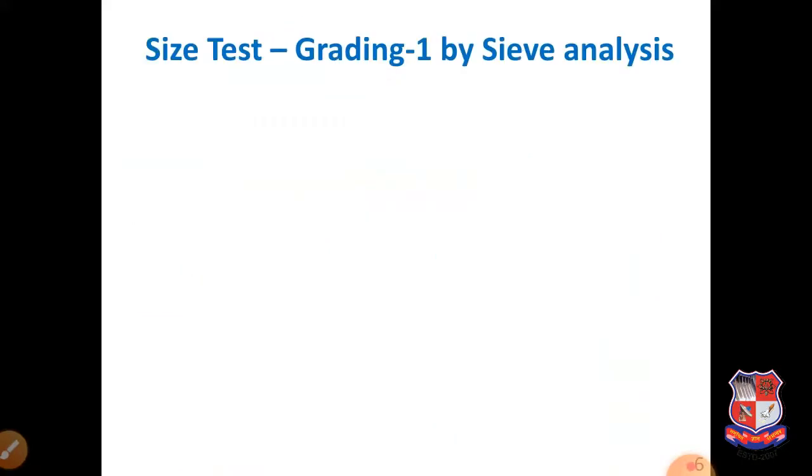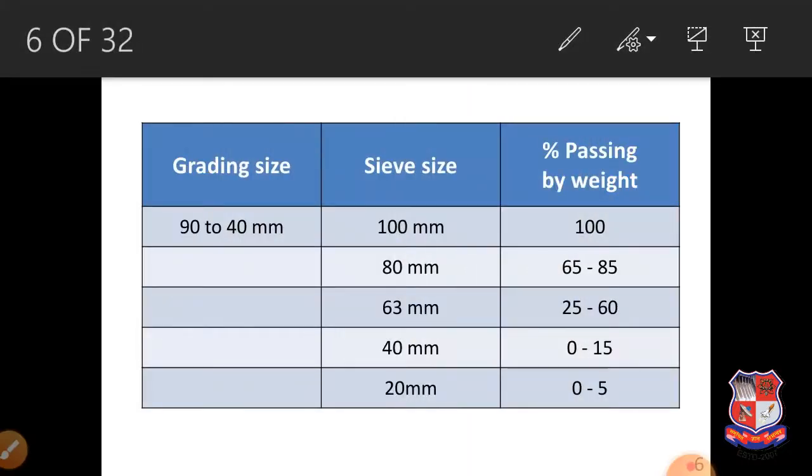In size test, grading is done by sieve analysis. We see a table for grading 1. For grading size 90 to 40 mm, 5 sieves are taken for sieve analysis. The sieve sizes are 100 mm, 80 mm, 63 mm, 40 mm and 20 mm. Percentage passing by weight is shown against sieve size.